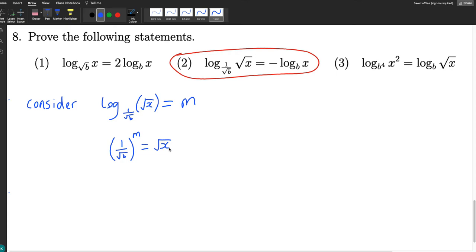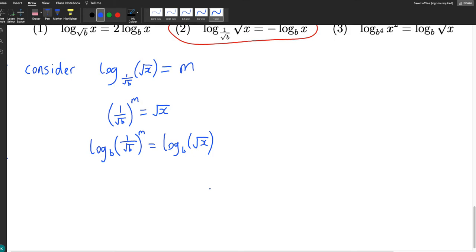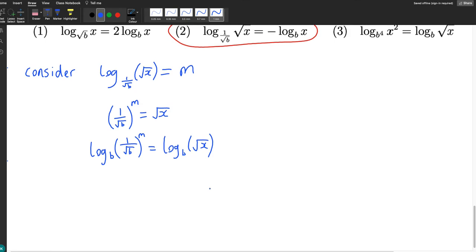Now is my opportunity, because I've gotten rid of that horrible log. Let's introduce the log that we want, which is log to the base b. So I'm going to take log to the base b of both sides. That becomes log to the base b of 1 over root b to the power of m is equal to log to the base b of root x. Let's carry on. Using our power law, this can be written as m log to the base b of 1 over root b is equal to log to the base b of root x. And I'm now going to get m by itself.